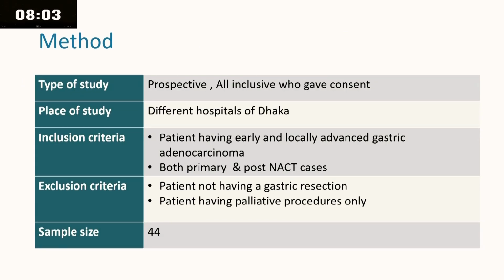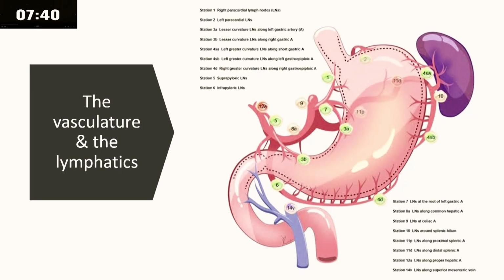The type of study was prospective, all-inclusive, with patients who gave consent. Different hospitals of Dhaka were the study place. Patients having early and locally advanced gastric adenocarcinoma, both primary and post-NACT cases, were included. Patients not having a gastric resection or having palliative procedures only were excluded. Sample size was 44 patients.